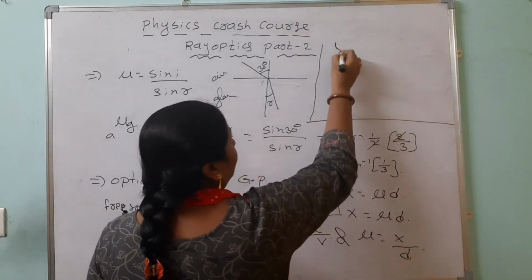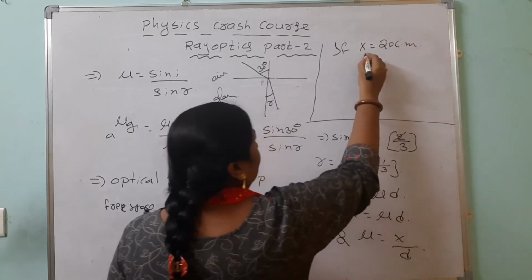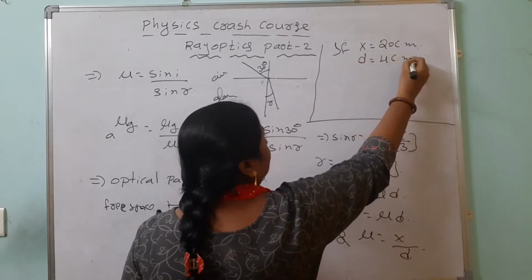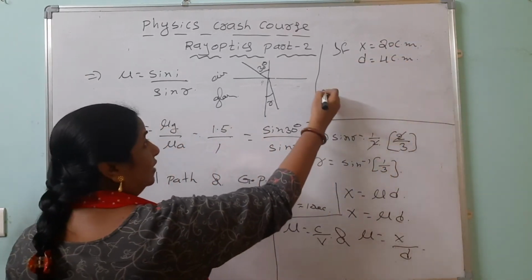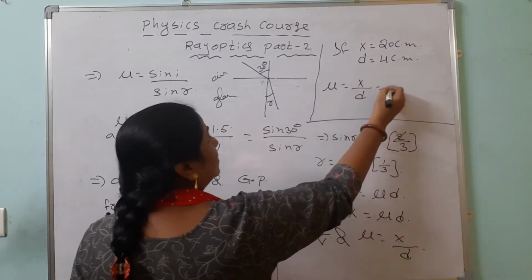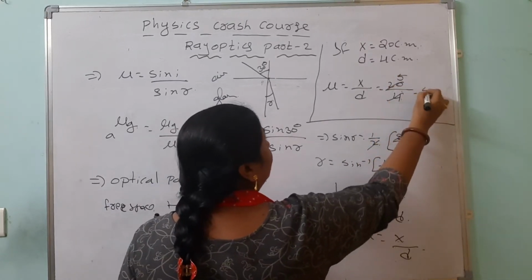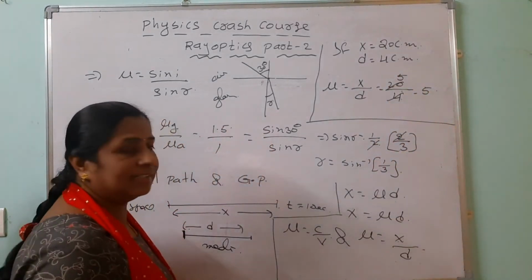We do one problem based on this. If x equals 20 centimeters, then d equals 4 centimeters. Can you find the refractive index here? Easily. Mu equals x by d, so 20 by 4, that is 5. There is no unit for refractive index. Don't write 5 centimeters.